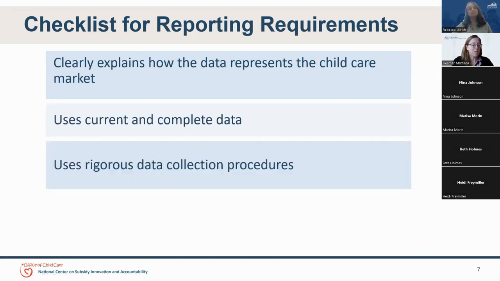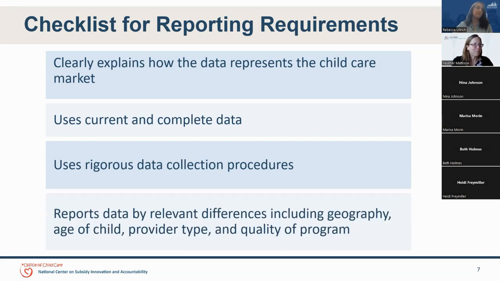You want to summarize how the data is current, complete, and collected in a rigorous manner. Rigorous means that the lead agency uses multiple methods to ensure the data is collected from a high percentage of providers or a high percentage of the people that are represented. And you need to report any relevant differences, such as geography, age of child, provider type, and quality of program.